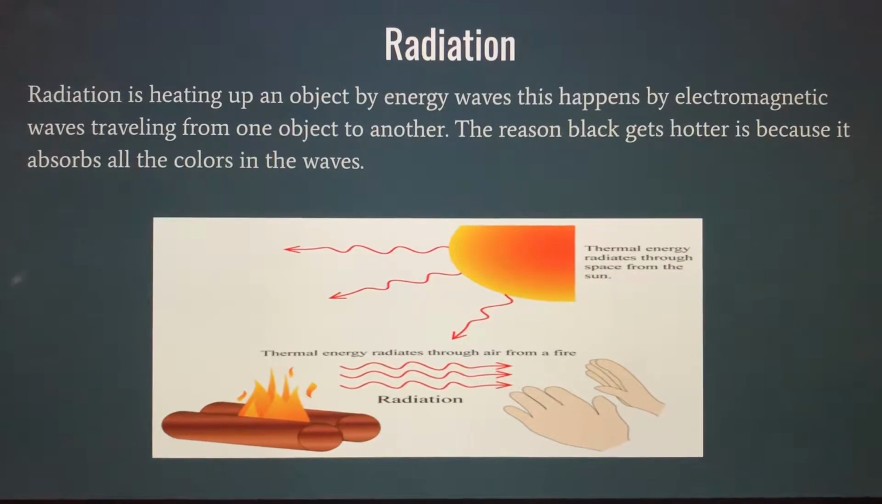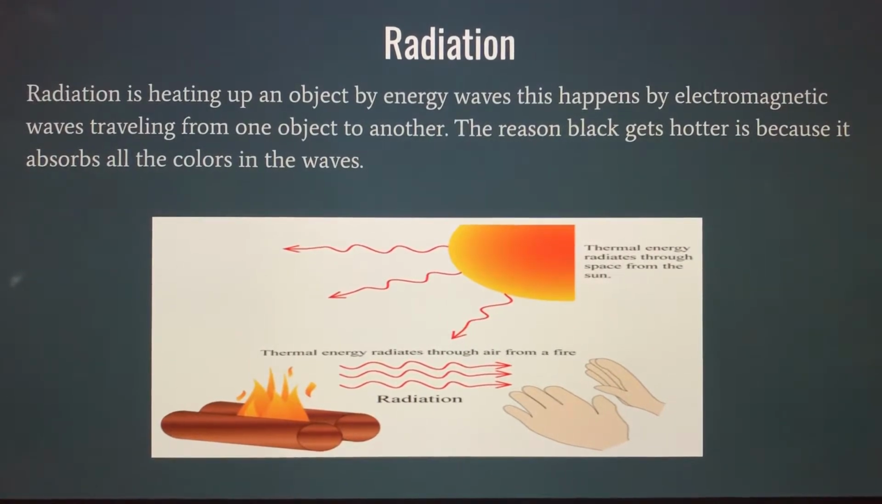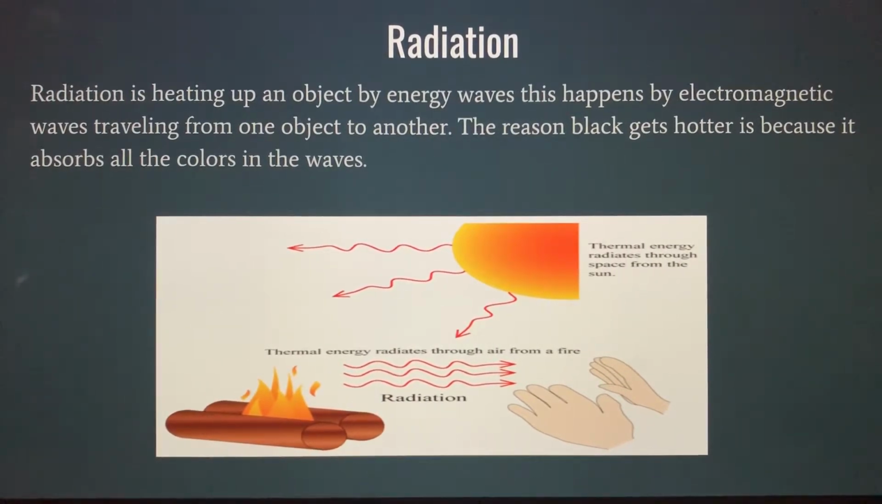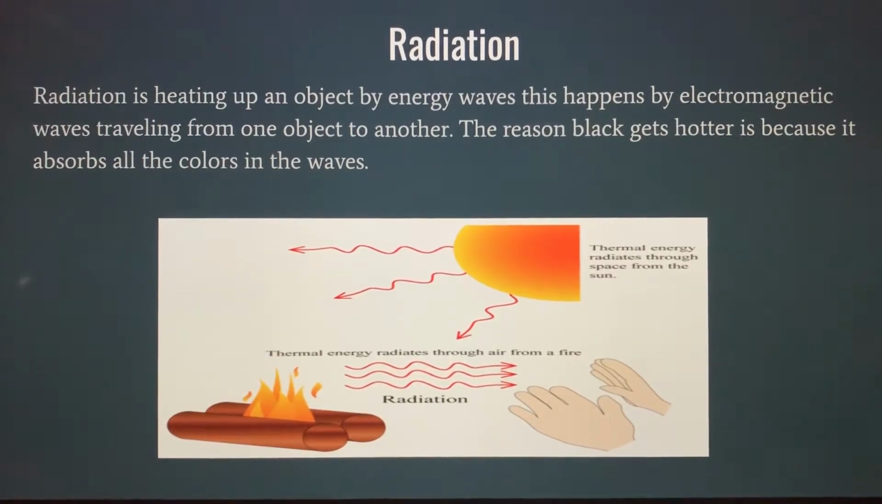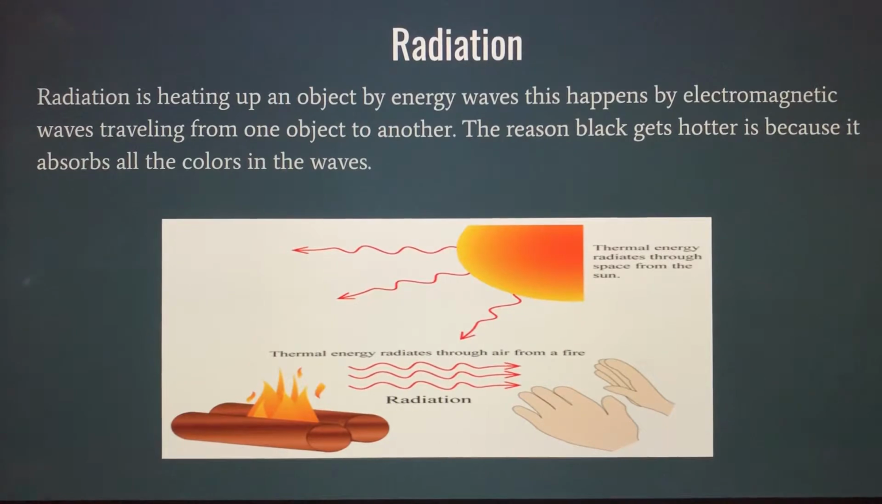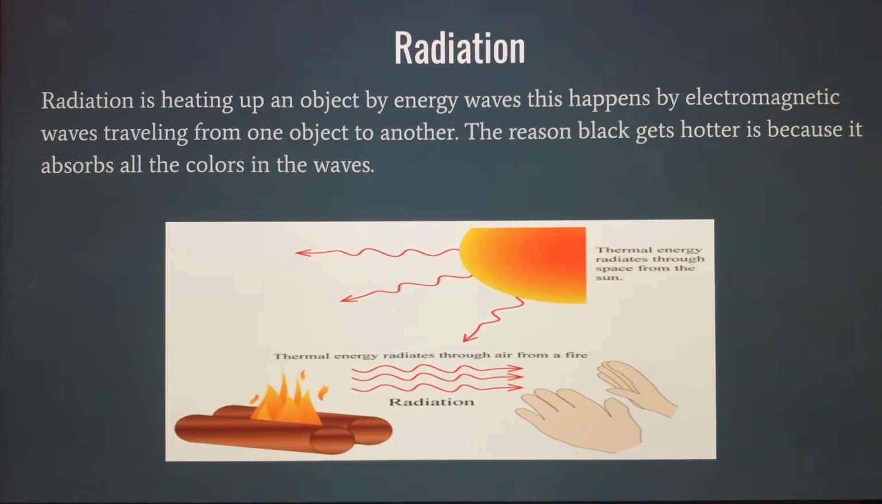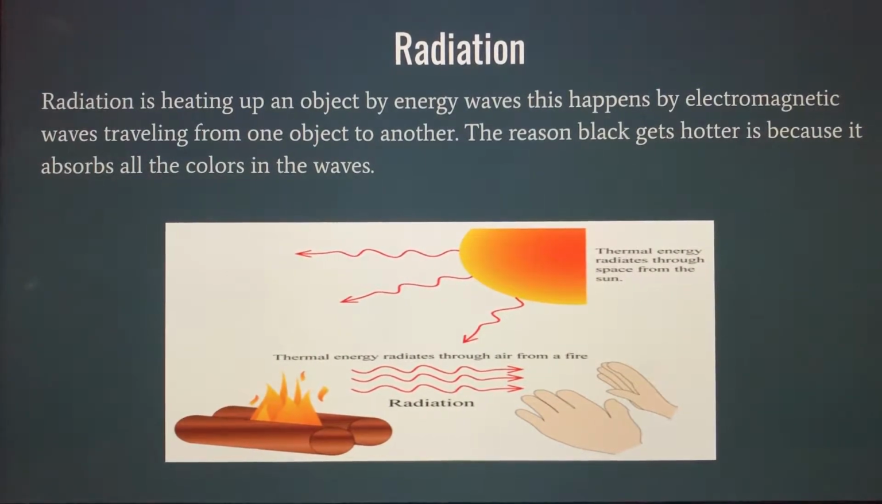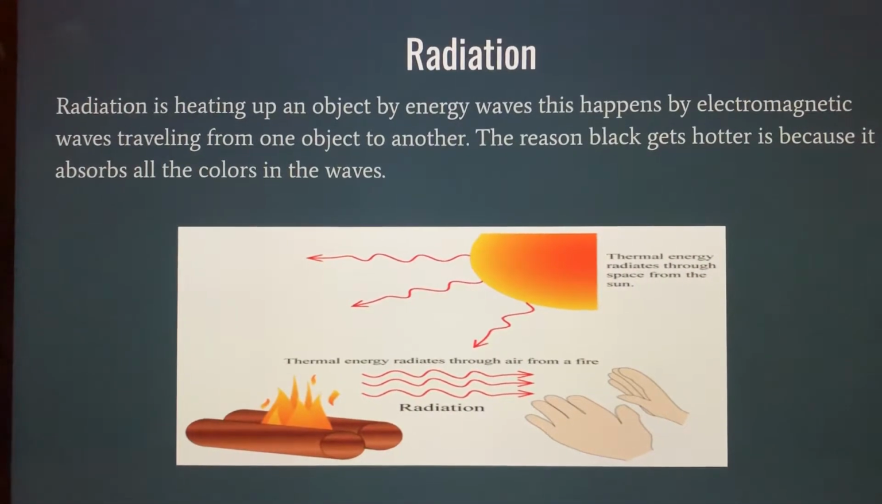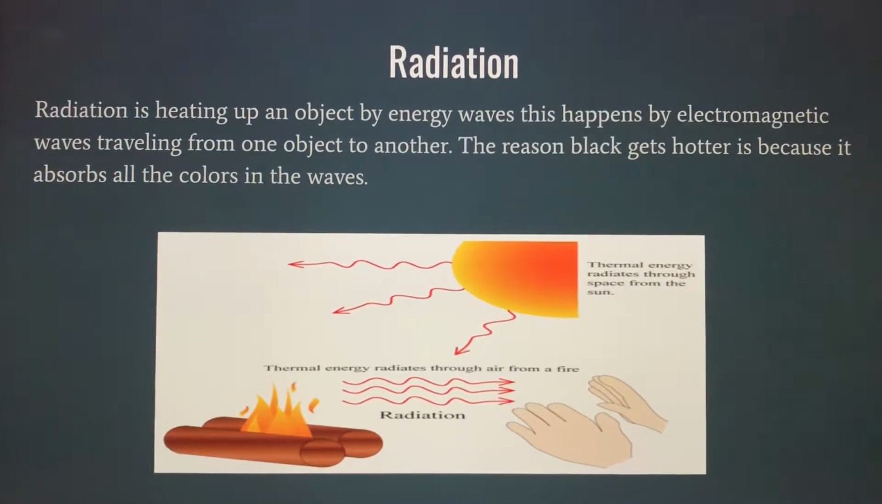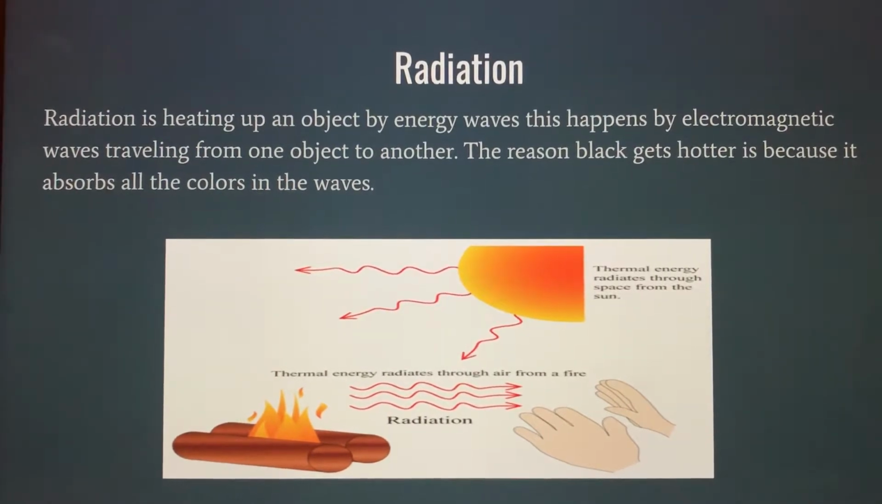Radiation. Radiation is basically from our sun. That's the biggest example that we have, and that's how we survive on Earth. Radiation is heating up an object by energy waves. This happens by electromagnetic waves traveling from one object to another. The reason black gets hot is because it absorbs all the colors in the waves.